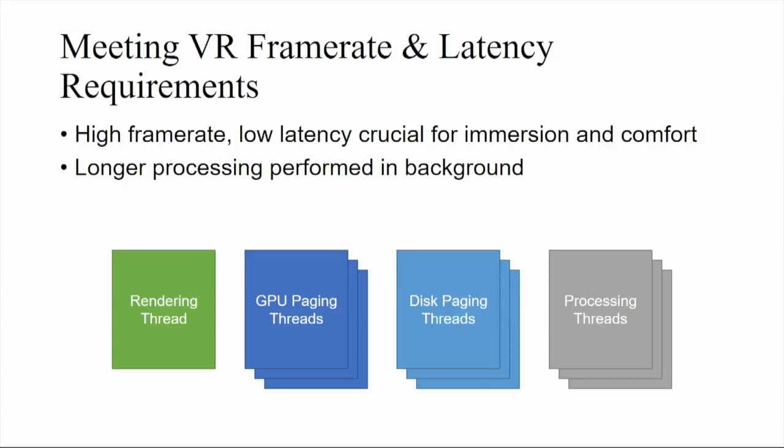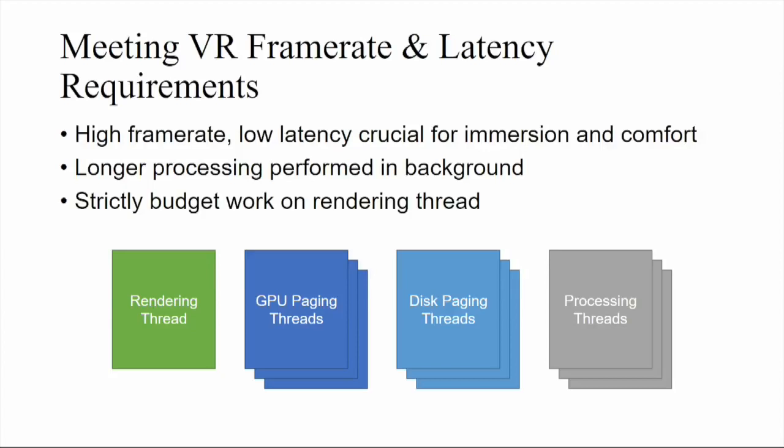And then we have a set of GPU paging, disk paging, and processing threads, which perform different tasks like paging data off disk as the user's panning, paging it onto the GPU as it comes into the focus region, and performing any extra background processing that we need. Furthermore, we strictly budget the work that is performed on the rendering thread, and this enables us to stay consistently at 90 frames per second.